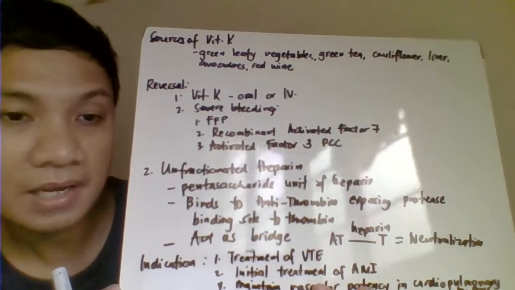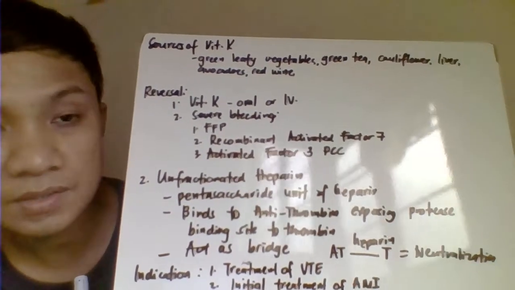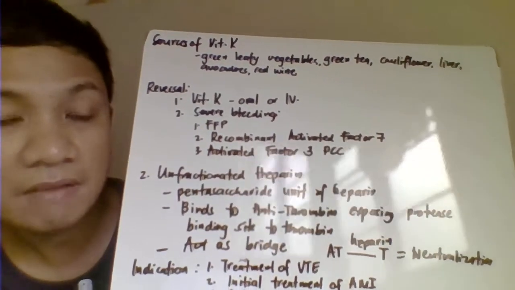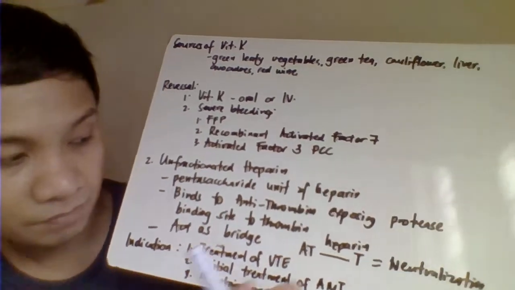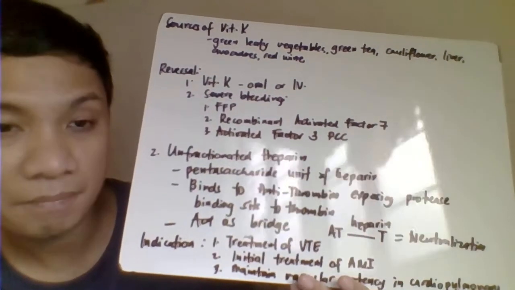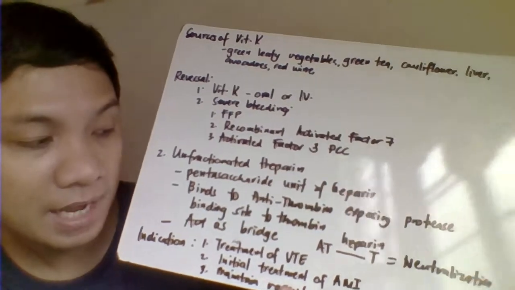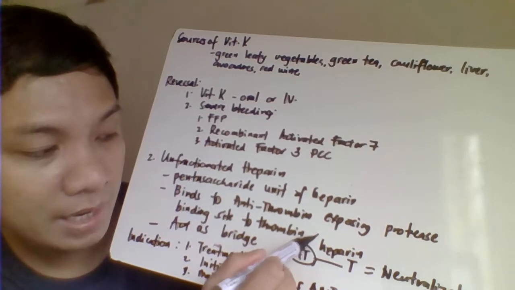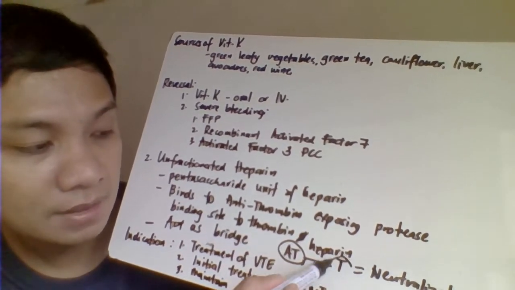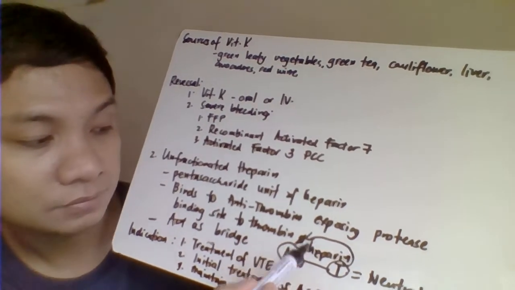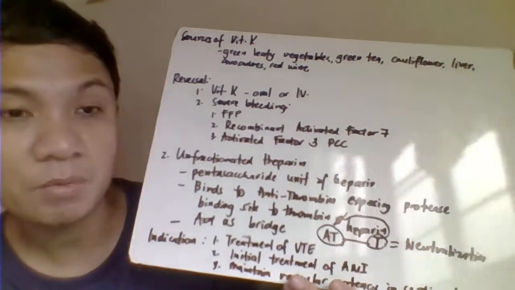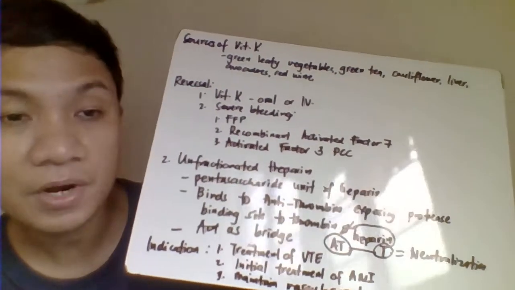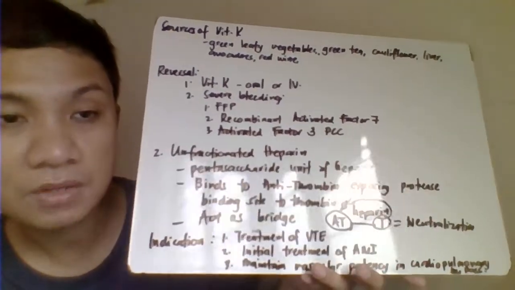On to the next anticoagulant, we have your unfractionated heparin. This one is your pentasaccharide unit of heparin. Its main activity is that it acts as a bridge between your antithrombin and thrombin. Unfractionated heparin acts on your antithrombin, allowing it to expose its binding site so that thrombin can bind to it. And once your thrombin binds with your antithrombin, because of the unfractionated heparin, your thrombin will eventually be neutralized.